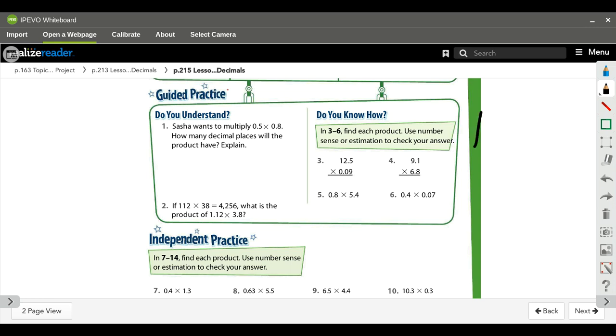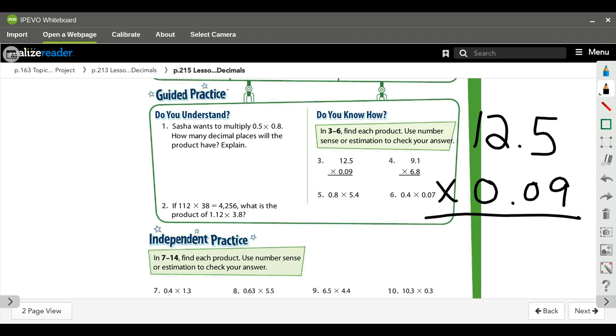So if I have 12.5 multiplied by 0.09, I'm only going to multiply 12.5 times 9 and just worry about this 0 when I factor in the number I have behind my decimals in my product. So 9 times 5 is going to be 45. So I'm going to put down the 5 and regroup the 4. 9 times 2 is going to be 18. 18 plus 4 is going to be 22. So I put down the 2. I regroup the 1.